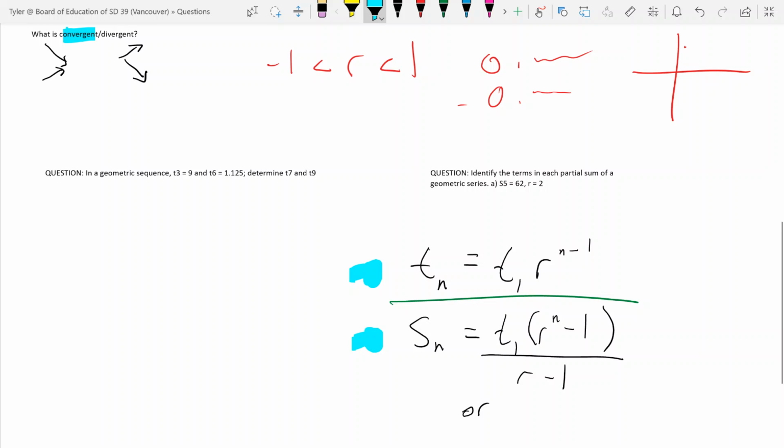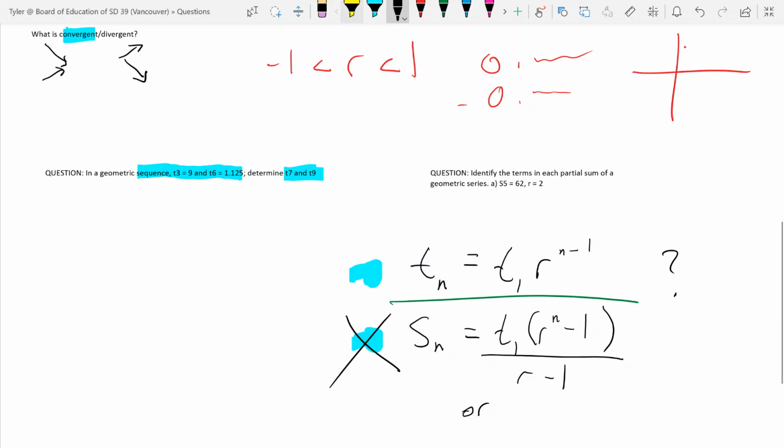So in this question, it's given us the sequence. It gave us some terms. It wants us to determine T7 and T9. So what you need to do for every single question is figure out which equation am I going to use, and then what information do I have. So I know I want to find T7. It's not asking for anything about SN or sums. So I'm not going to use this one. So let's try and use this first formula.